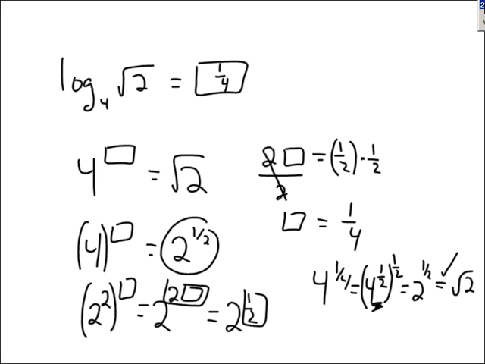Okay, sometimes they'll be less obvious. Instead of a box, you can write x, log base 4 of square root of 2 equals x.